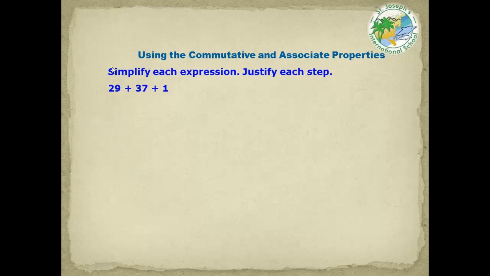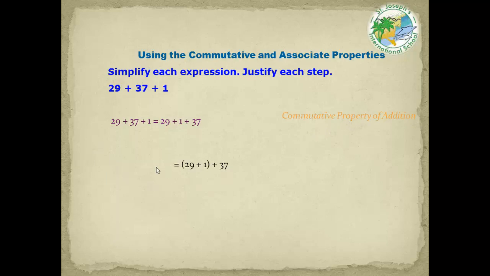Now, using the commutative and associative property, simplify each expression, justify each step. 29 plus 37 plus 1. The first step, if we change the place of the numbers, 29 plus 37 plus 1 equal 29 plus 1 plus 37. This property is called what? I give you just 30 seconds. Okay, commutative property of addition.